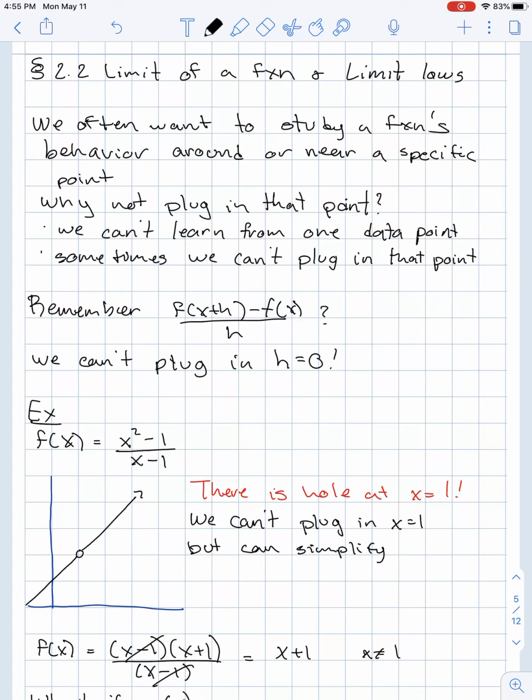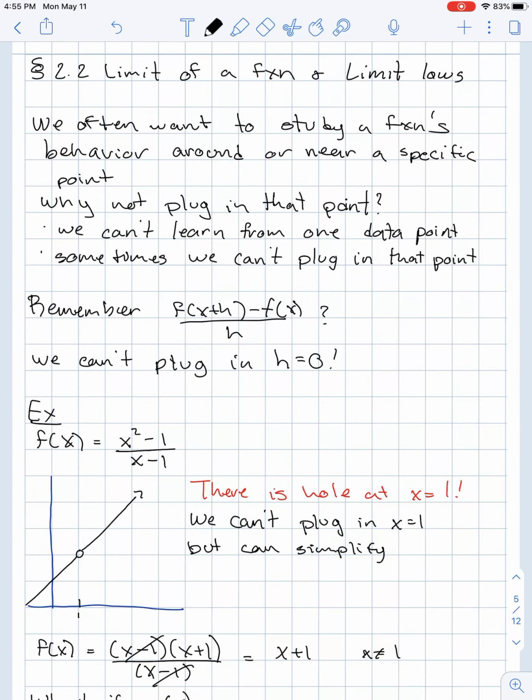Remember how we talked about last time f of x plus h minus f of x divided by h? I can't plug in h equals 0. That's not the only time I can't plug in the number. Let's look at this example. If we're given f of x equal to x squared minus 1 divided by x minus 1, that looks like this beautiful picture that I've drawn. I have a hole at 1. I can't plug in 1 because I'm going to divide by 0.